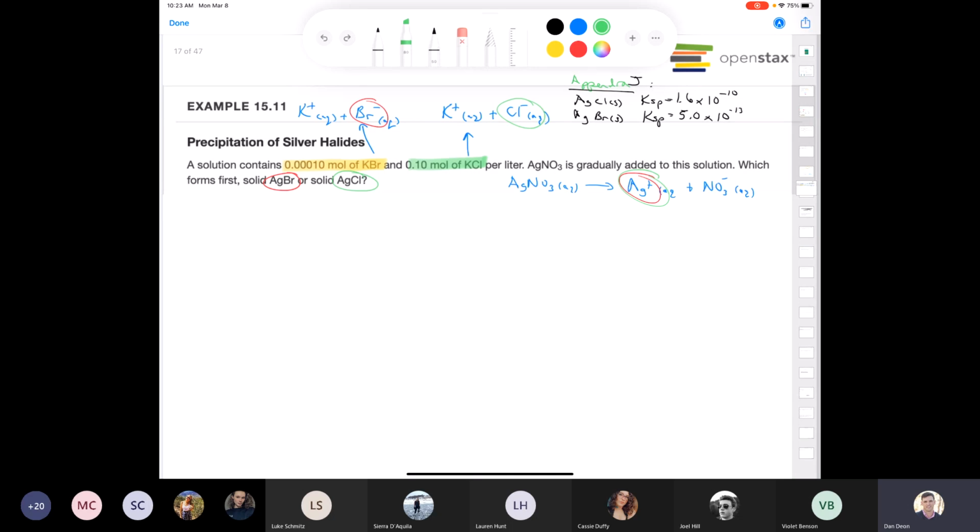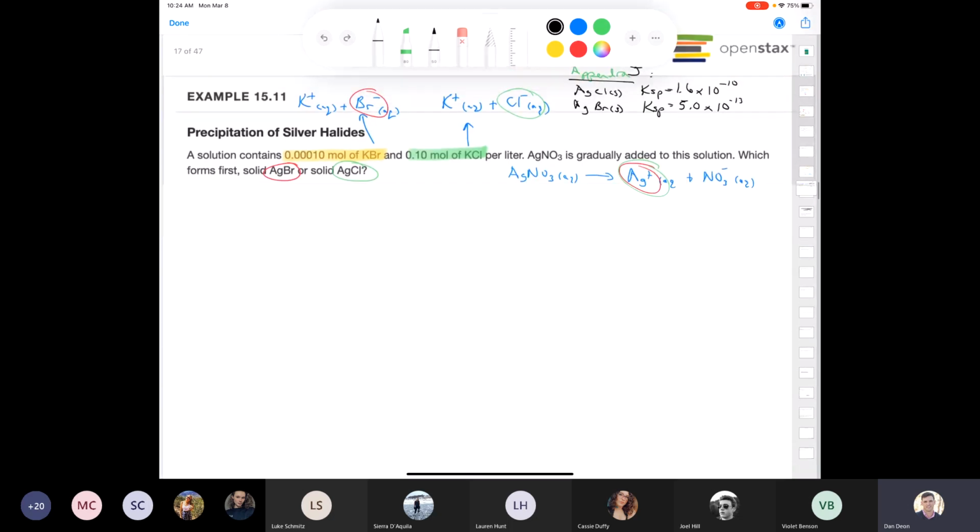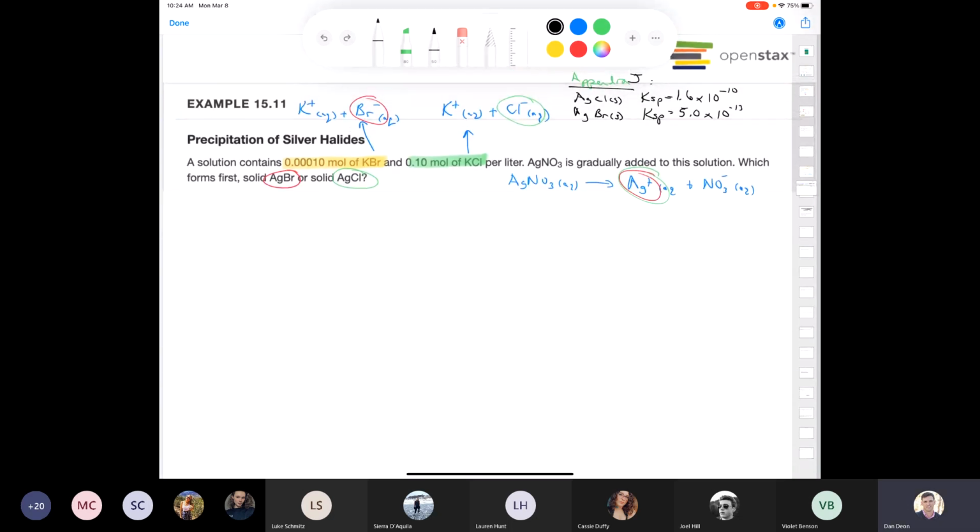So we're going to have to compare the concentration of silver ions that's required to cause precipitation in both of these cases. All right. So again, I'm not going to write out an entire ice table. I did give myself some room here, though. If we have our potassium bromide, the concentration of our potassium bromide is equal to 0.00010 molar, right? It's 1 mole, and it tells you it's per liter. So I don't know why they just didn't say molar. Anyhow, you've also got a concentration of potassium chloride as being 0.10 moles per liter.